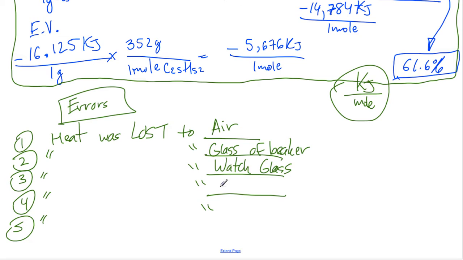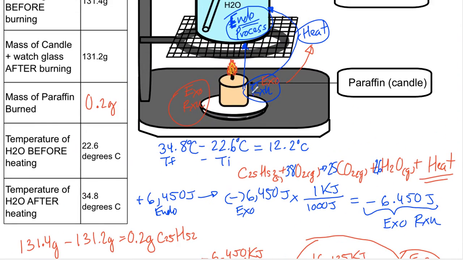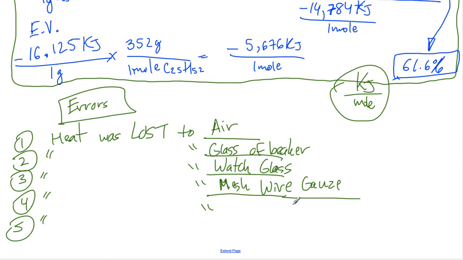It went into the mesh wire, that mesh wire that the beaker was sitting on. That mesh wire gauze is what they call it. It went into this mesh wire gauze up here. Where else did it go? It went into this metal ring. It went into the metal ring.